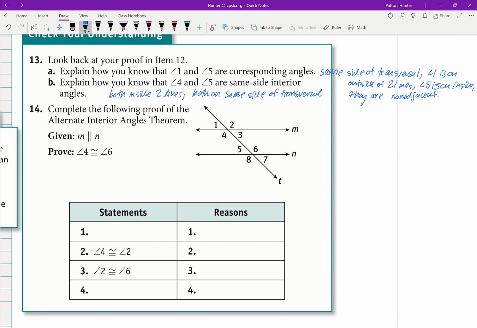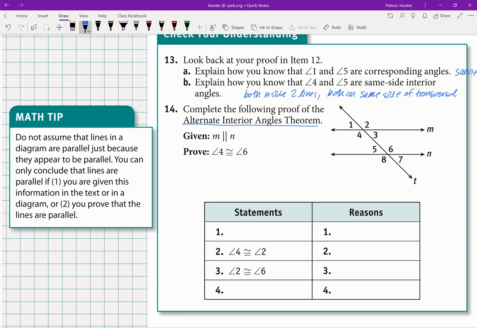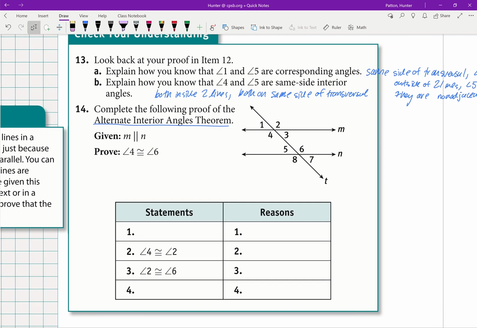All right, number 14. Now we're going to be completing the following proof of the alternate interior angles theorem. So once we finish this, of course, you can put this on your justifications list. All right, let's look at the math tip before we do this. Do not assume that lines in a diagram are parallel just because they appear to be parallel. You can only conclude that the lines are parallel if 1. You're given this information in the text or in a diagram, or 2. You prove that the lines are parallel. So that's just a good hint, because these could be slightly off, but of course in our given statement we are given that they're parallel. So that's how we know they're parallel, and I'll go ahead and draw my little lines here to show they're parallel as well.